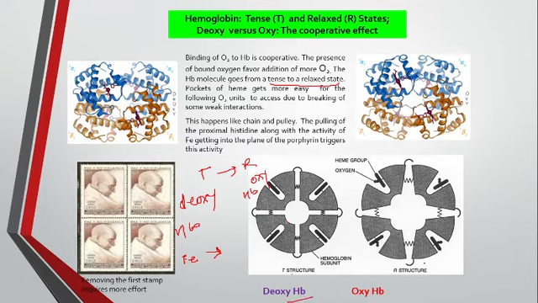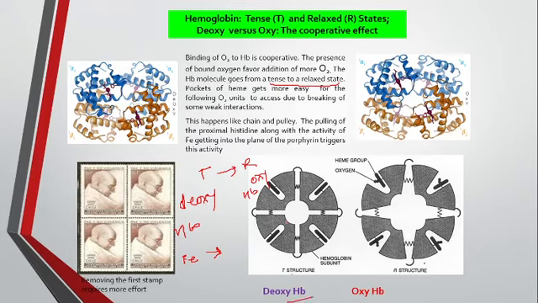Okay, what is the question asked in the examination related to this topic? The T state of hemoglobin shows: oxyhemoglobin, deoxyhemoglobin, none of these. This shows the deoxy form or deoxy state. And the relaxed state shows the oxyhemoglobin state. Okay, next topic.